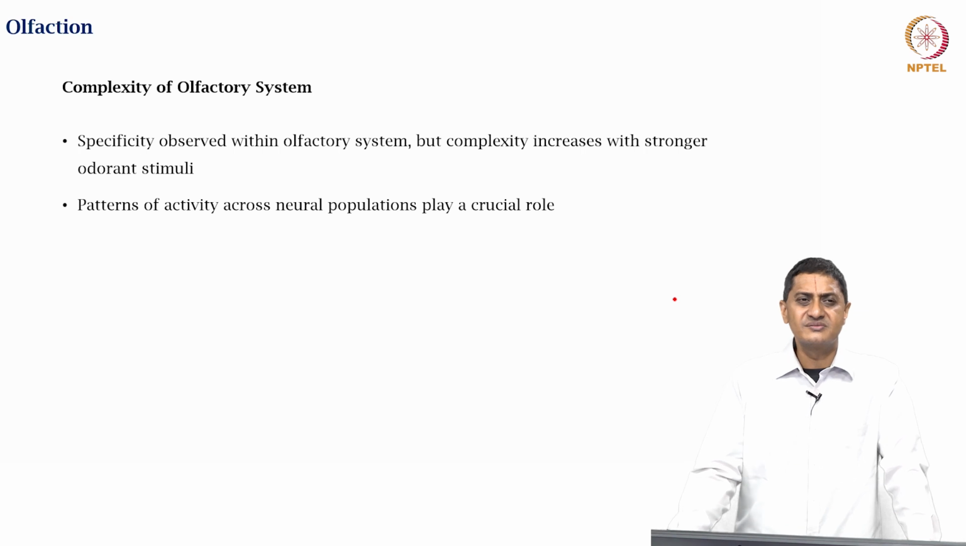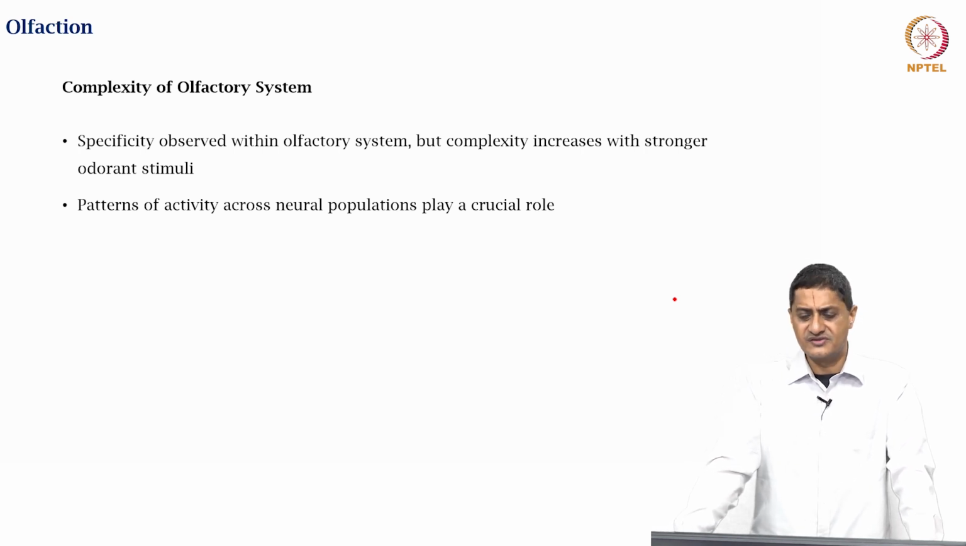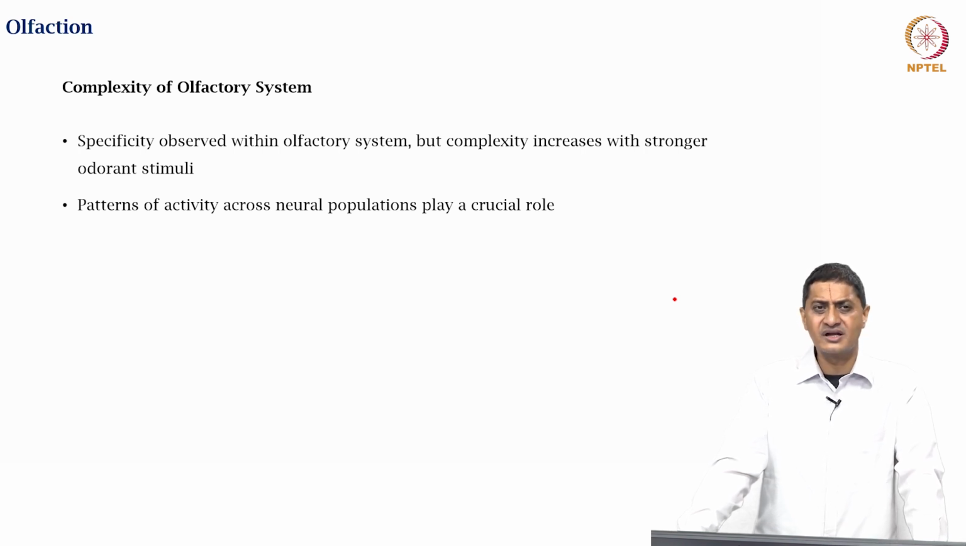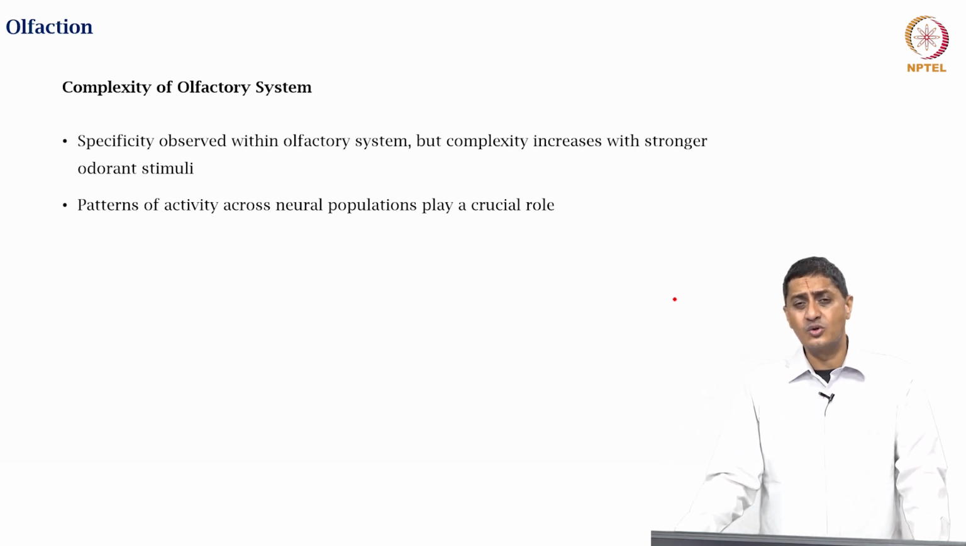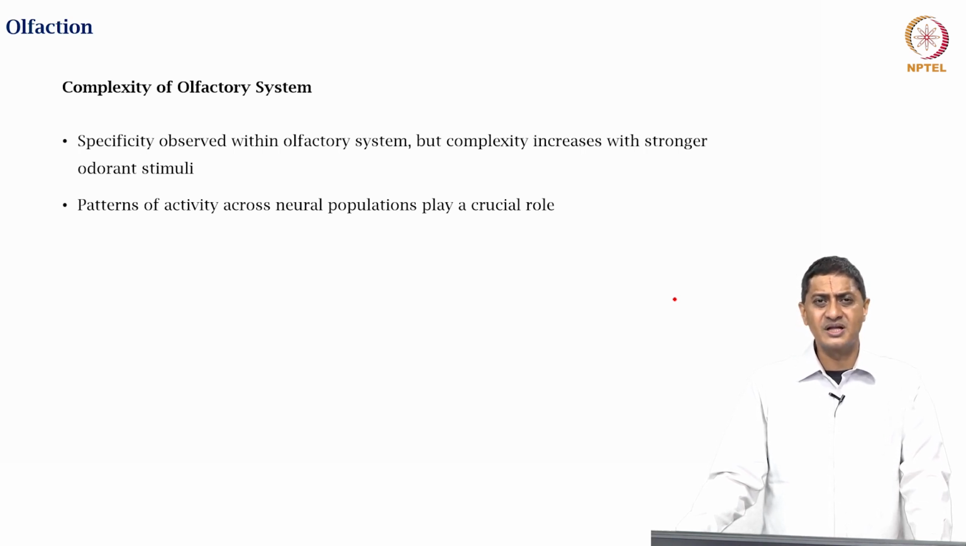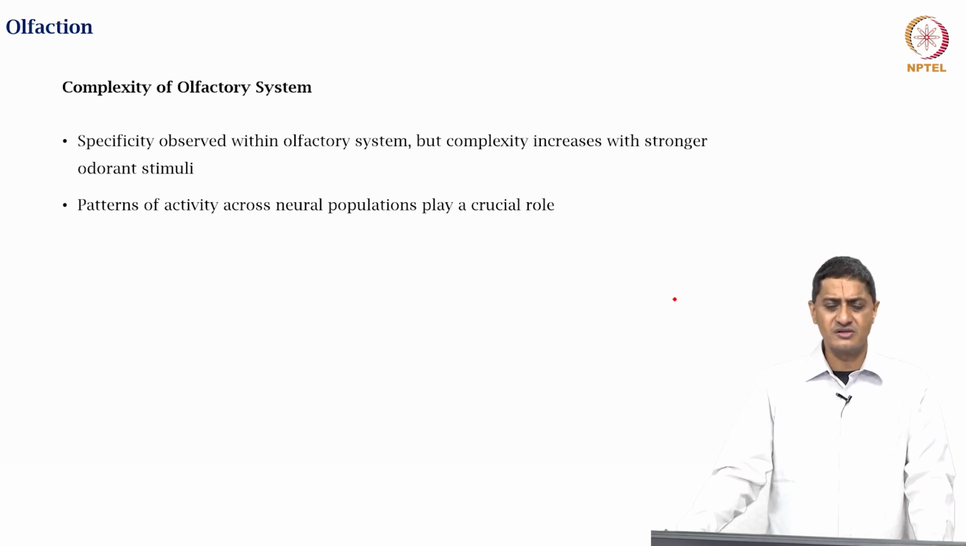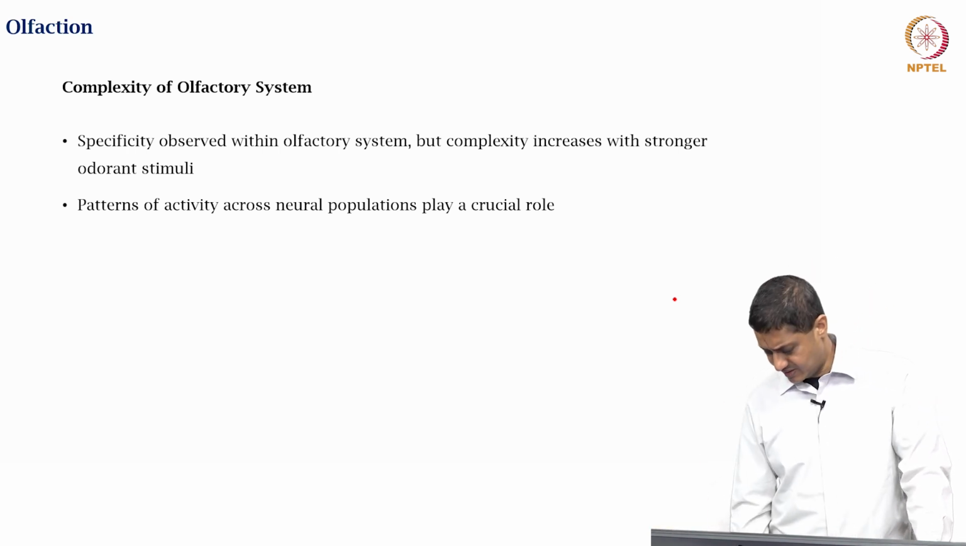He also observed specificity within the olfactory system, but as the stimulus strength increased, the coding or the olfactory system complexity increased in a very big way. So, patterns of activity that he measured across neuronal populations play a critical role. That is, it is not individual neurons, but rather several populations, several groups of neurons that together perhaps encoded this complex behavior, complex sensory input.